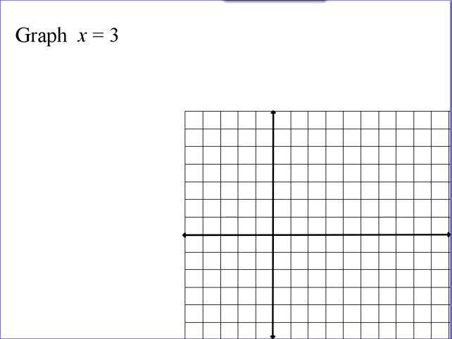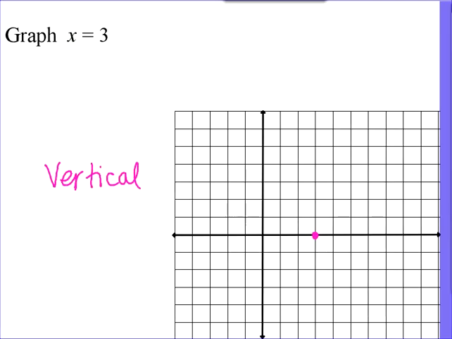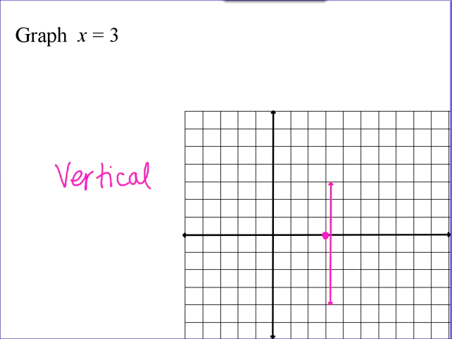Okay, so graph x equals 3. A very easy problem. What type of line is x? Vertical. So we're looking for a vertical line. All I'm going to do here is start at the origin and go to x equals 3. So how do I go x equals 3? 3 to the right. And you're going to then draw a vertical line through that. Oops, a little off there, so we'll move that over just a hair. There, and there's your line. That's all you have to do. You don't have to do a table or any of that. Very easy. Let's look at the next one.